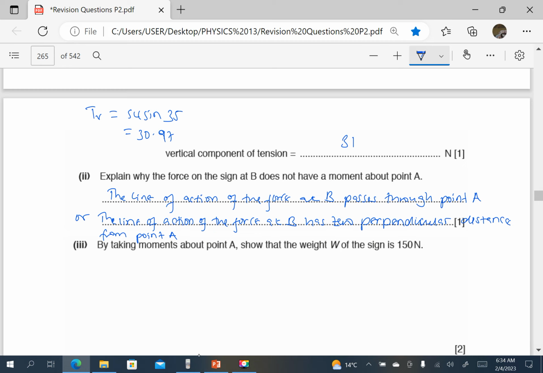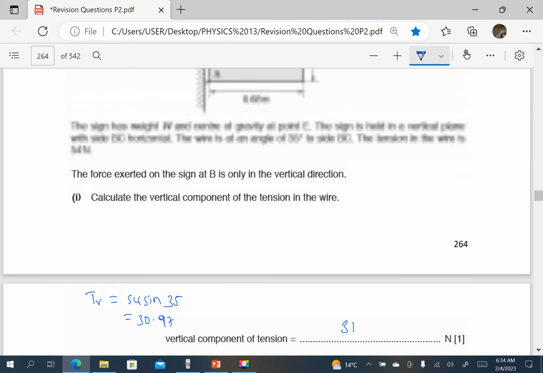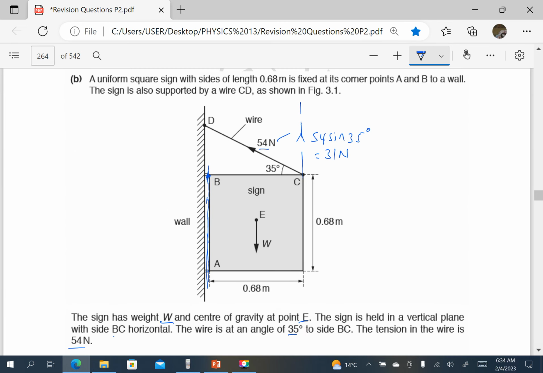By taking moments about point A, show that the weight W of the sign is 150. Let's go back to the diagram. We are taking moments about A, so the weight is vertically downwards. We can find its perpendicular distance here, which is 0.68 divided by 2, which is 0.34 meters. And the weight is causing a clockwise moment about point A. Then the 54 newtons is going to be causing an anti-clockwise moment about point A.